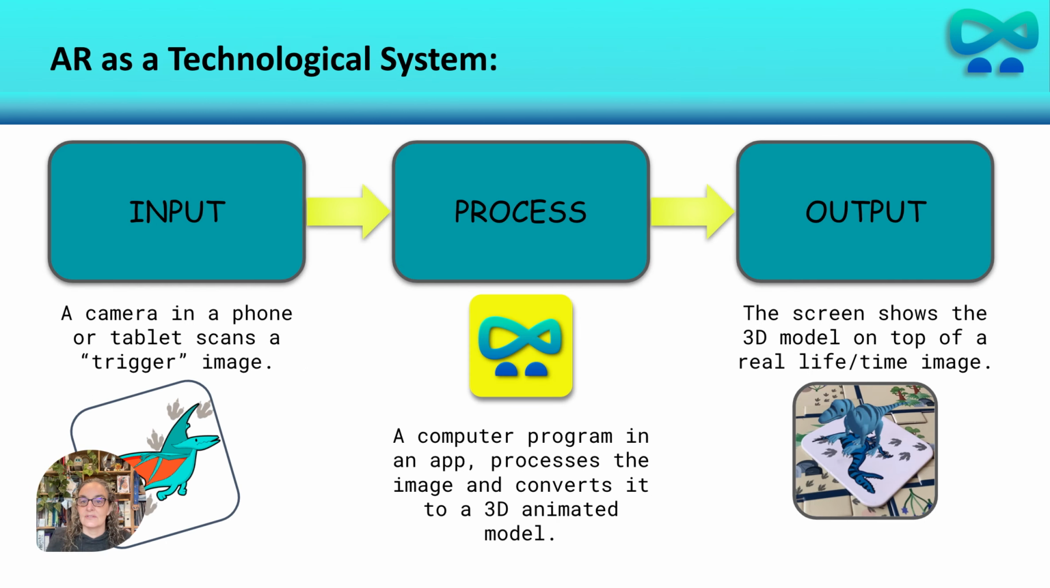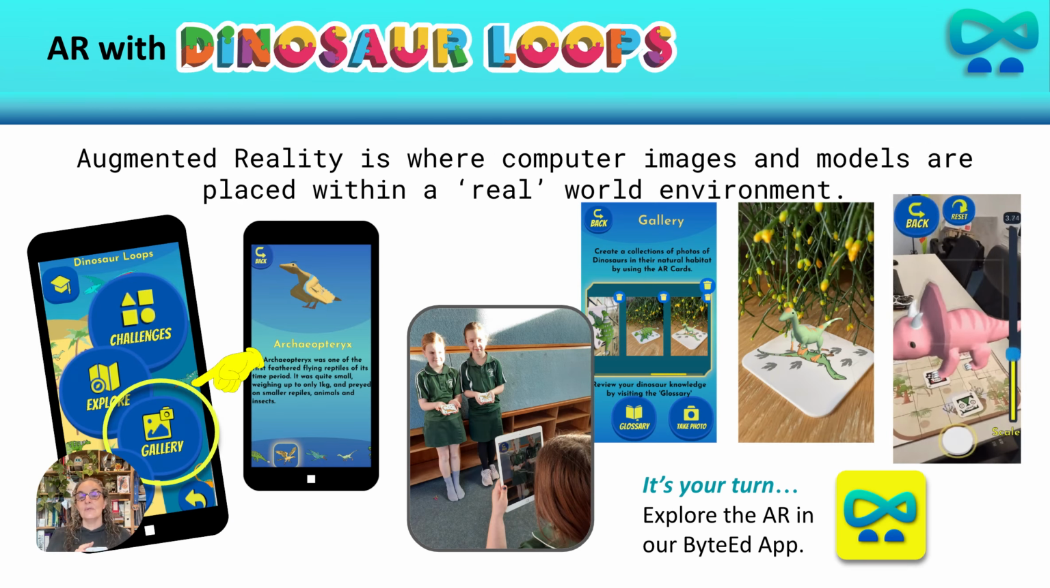AR is also a technological system. So it has an input, process, and output, like we were talking about before. So it uses a trigger image. So in our case, we can use some of our dinosaur cards. The app itself will convert that into a 3-dimensional model with animation and sound. So we can explore this.